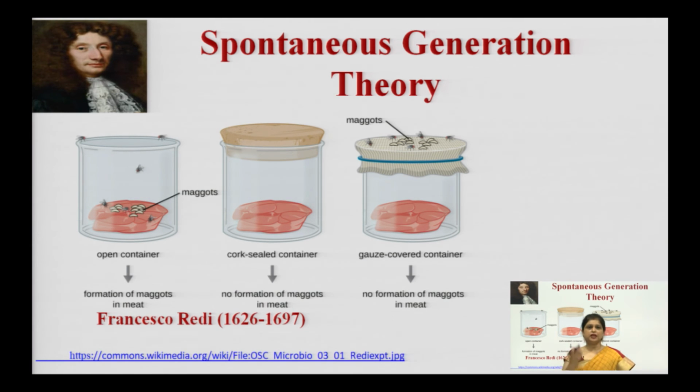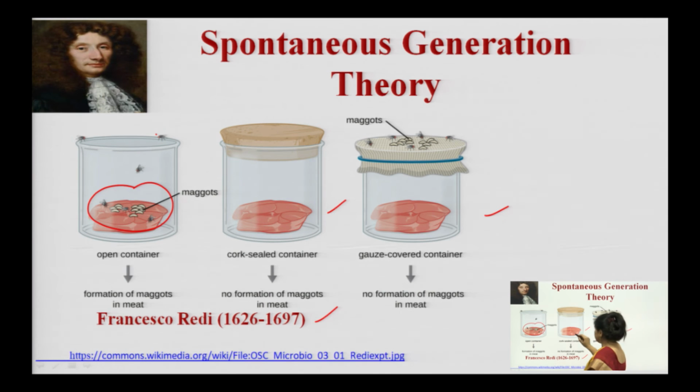After that came the spontaneous generation theory. Scientists were working to find out whether microorganisms come from living or non-living things. The first scientist was Francisco Redi. He took 3 jars. The first jar he kept uncovered and placed mutton in it. Mutton was placed and that jar was open.